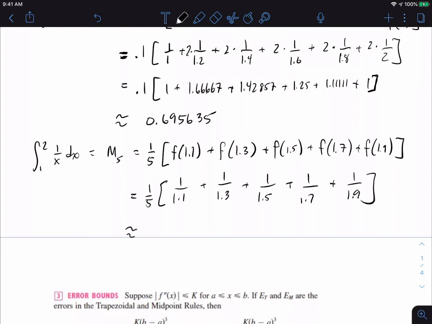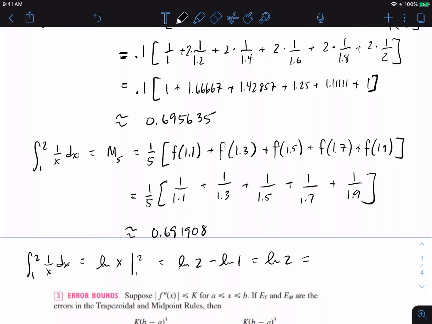And that should approximate to be 0.691908, right? Not bad. The actual value of this, if we were to do the integral, which you guys can all do now, that's going to be ln of x evaluated from 1 to 2, which is ln of 2 minus ln of 1, which just gives me ln of 2. And I only went 6 decimal places, but which one's more accurate?